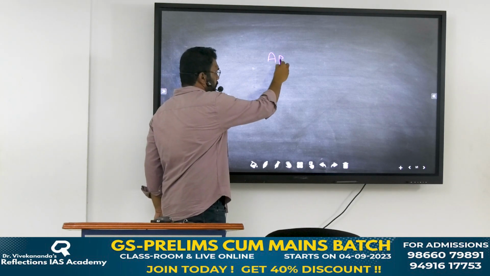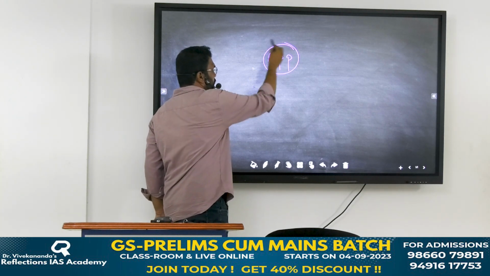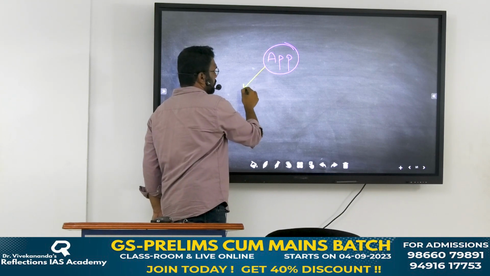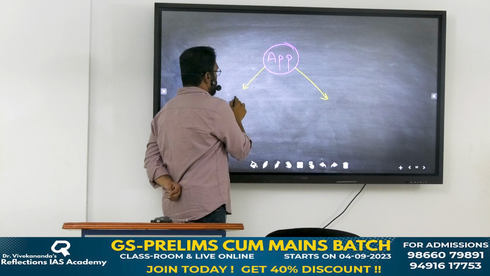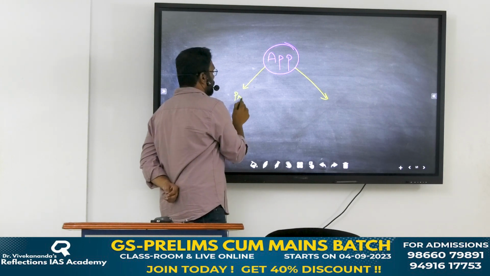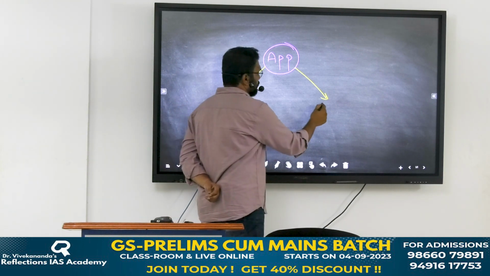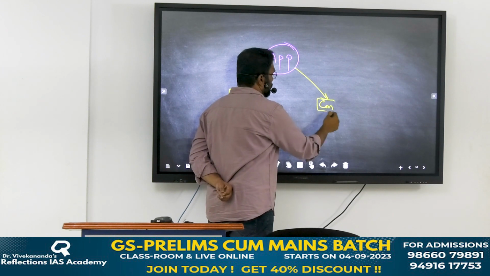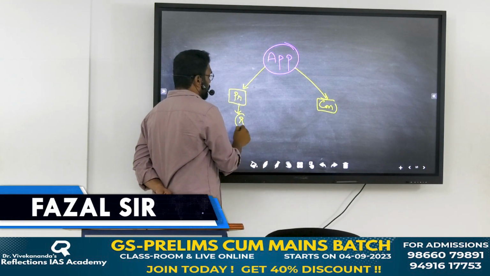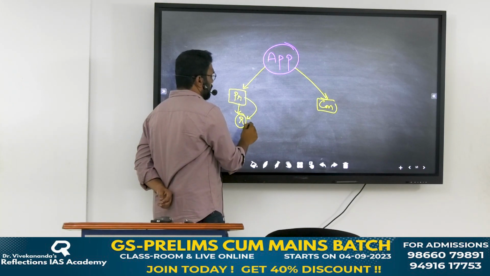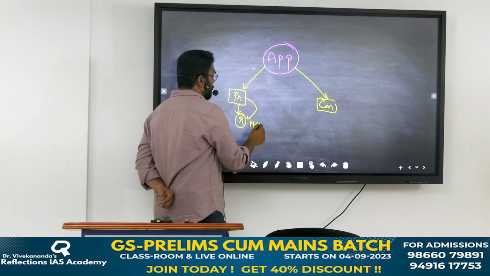Agricultural price policy. Government is trying to protect the producers and the consumers. Protecting the producers means they are protecting the farmers. How do they protect the farmers? By declaring MSP, minimum support prices.